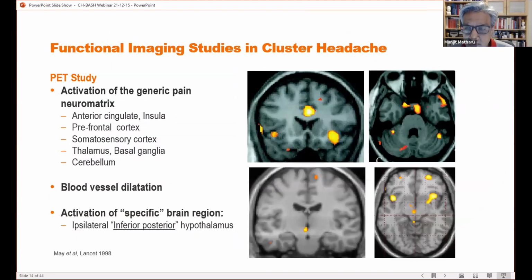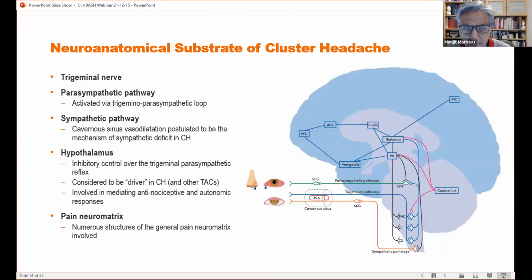This now classical functional imaging study by Anna May showed that you get the general pain neuromatrix that turns up in a lot of studies of pain, such as the anterior cingulate, insula, and the prefrontal cortex, all lighting up. I'll also point out the cerebellum, because I'm going to come back to this, but the cerebellum also lit up in this. But over and above that, we saw quite specific activation of the hypothalamus in this study, very firmly putting the hypothalamus on the map for this disorder.